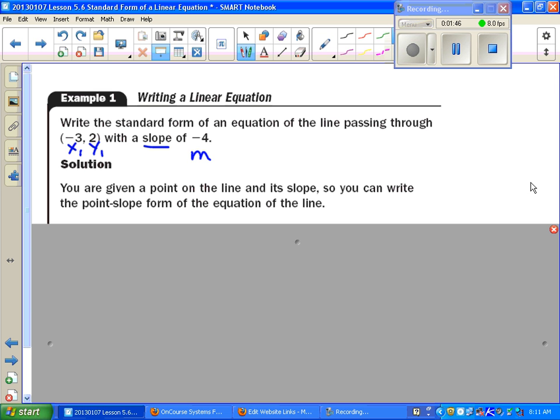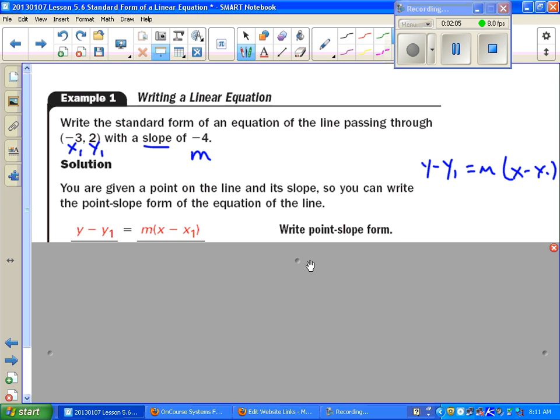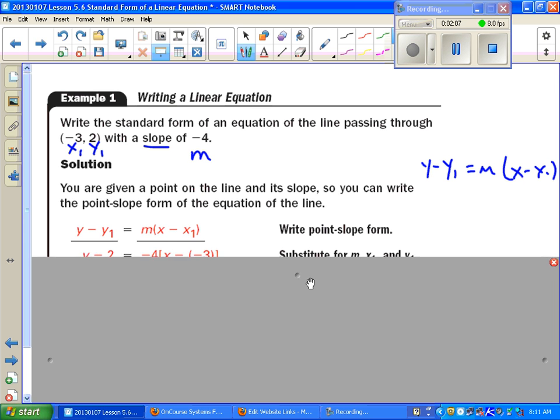First thing we want to do is, since we have a point and we have a slope, that lends itself to the point slope form. That's what we're looking at. That's the last thing we looked at before the break. Y minus y sub 1 equals m times x minus x sub 1. That's all we're going to do for this, and we'll look at that right now. It says you're given a point and a slope, so we use that form there.